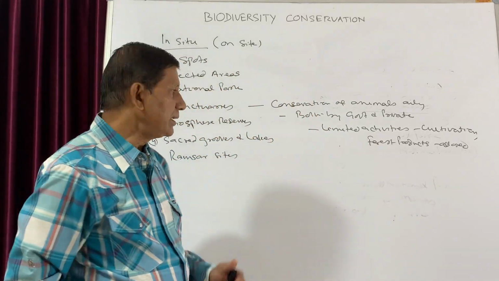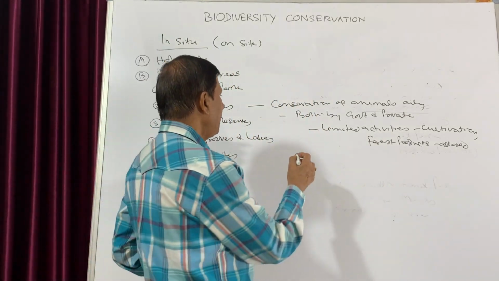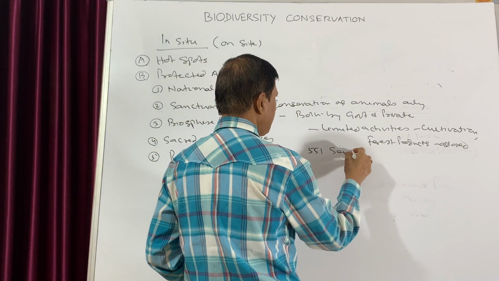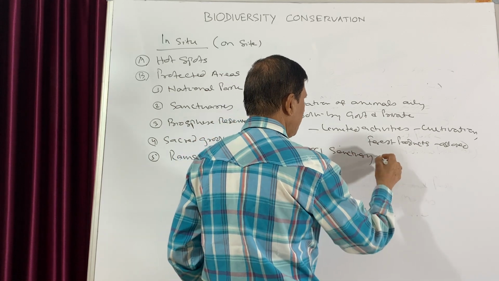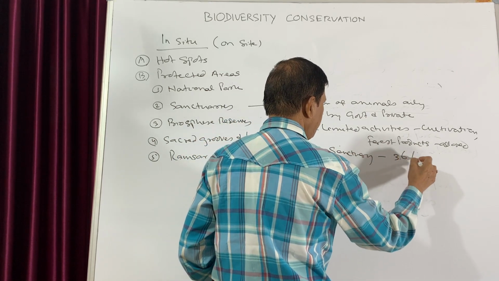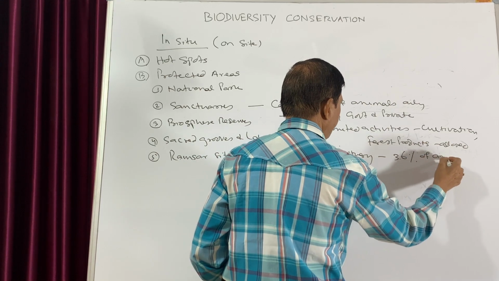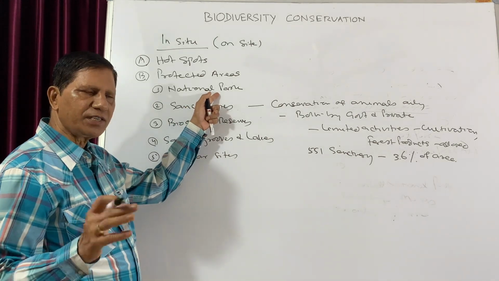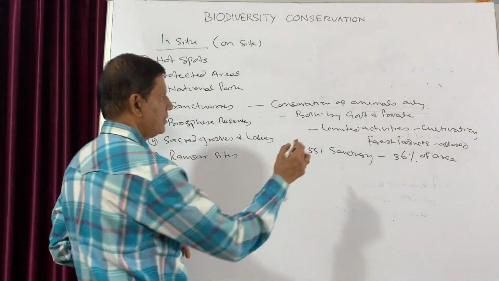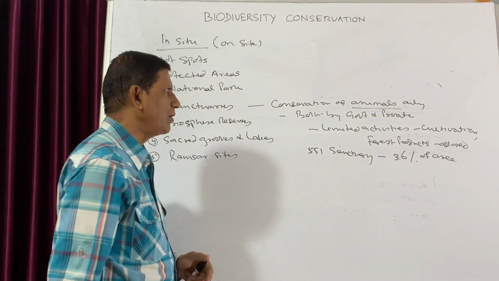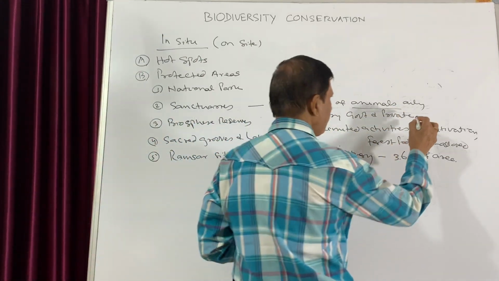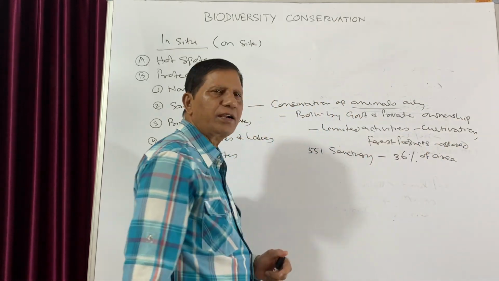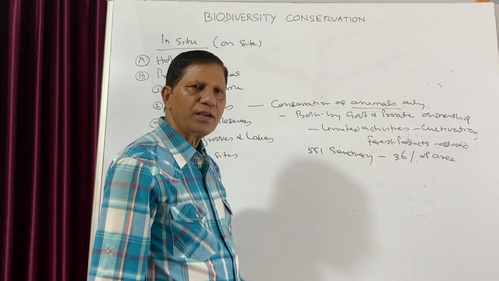And how many sanctuaries are there in India? In India there are 551 sanctuaries, and they cover about 3.6% of area. So this is about the sanctuary. The national park is for all plants and animals, but this is only for animals. This is important from the examination point of view. Both government and private ownership can be there, and limited activity like cultivation and forest products are allowed.